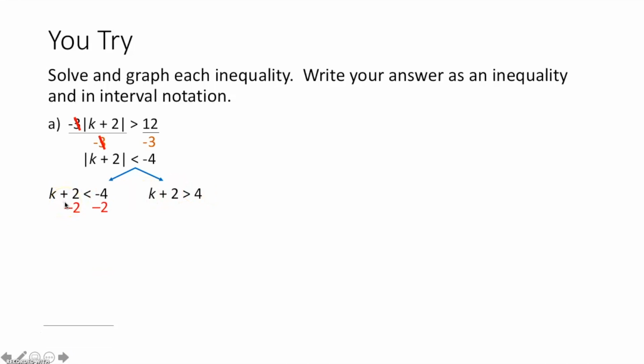Here, I subtract 2 on both sides. I get negative 4 minus 2, which is the same as negative 4 plus negative 2, so I get negative 6. On this side, subtract 2 from both sides. I get k is greater than 2.